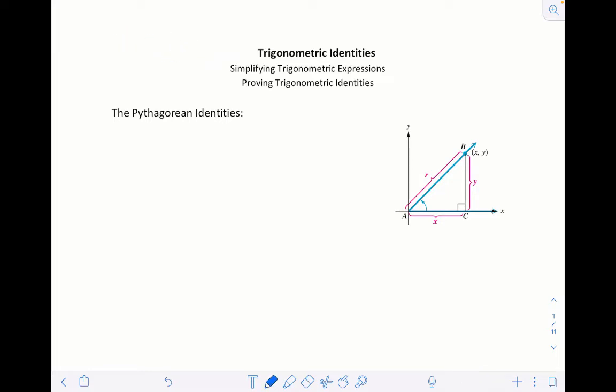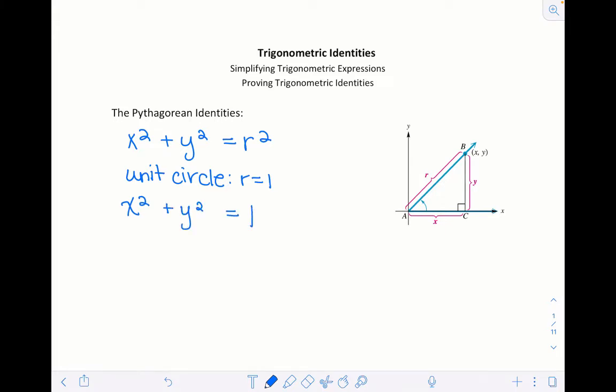The first one I want to look at is probably the most important, and it's the Pythagorean identities. So they're based off of the Pythagorean theorem. So I've got a right triangle over here, and the Pythagorean theorem is x squared plus y squared is equal to r squared. And if we think about this in terms of the unit circle, it's the same thing, the same identity, but r would be equal to 1. And so we could write that as x squared plus y squared is equal to 1 squared, which is the same thing as 1. So again, that's just the Pythagorean theorem.